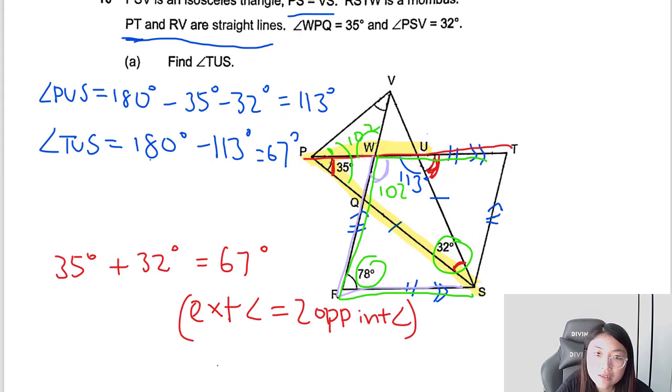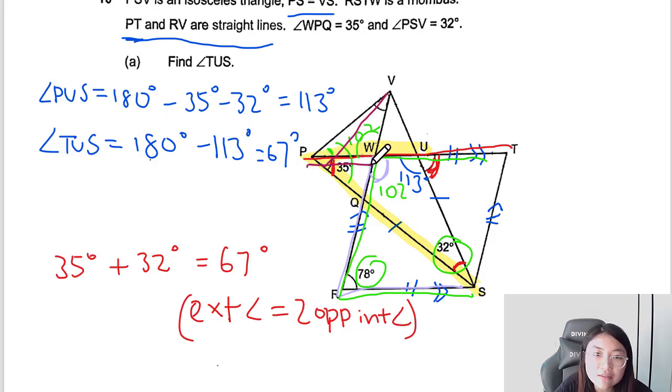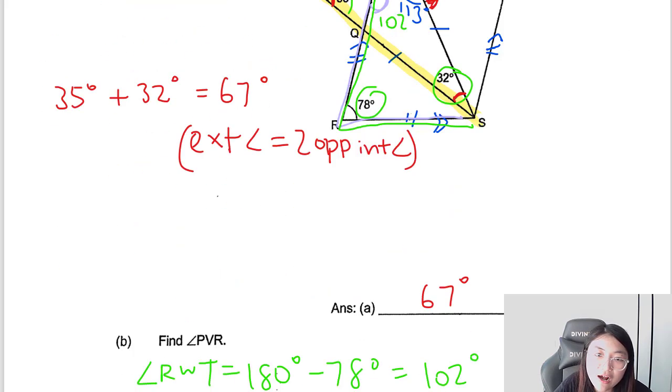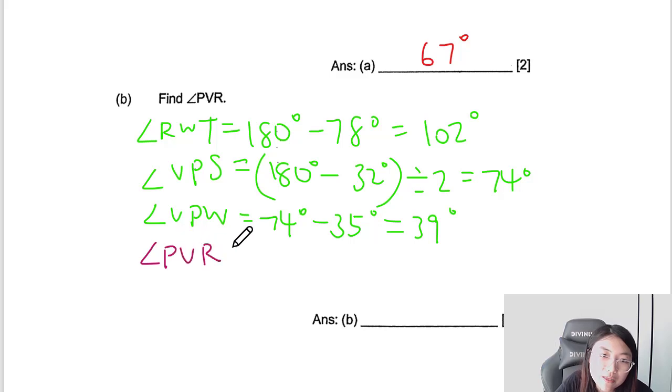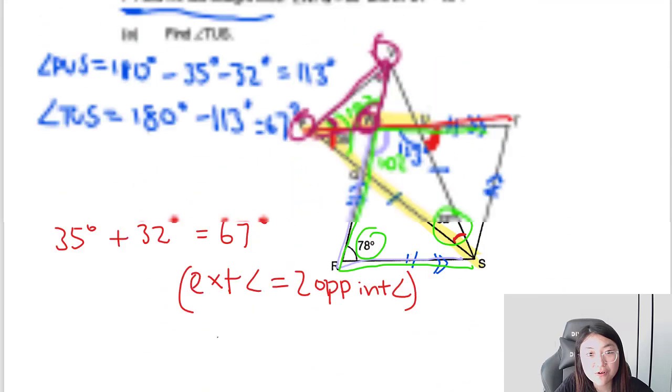Now we know the angles within the small triangle over here. Let me circle PVW. In this triangle, we know the angle here is 39 and the angle here is 102. So we can find what the question wants, PVR. Angle PVR is going to be 180 minus 39, sorry, not 74, minus 39 and minus 102. And this will be 39. So this is a question that will give your child 4 marks once he or she is able to do it.